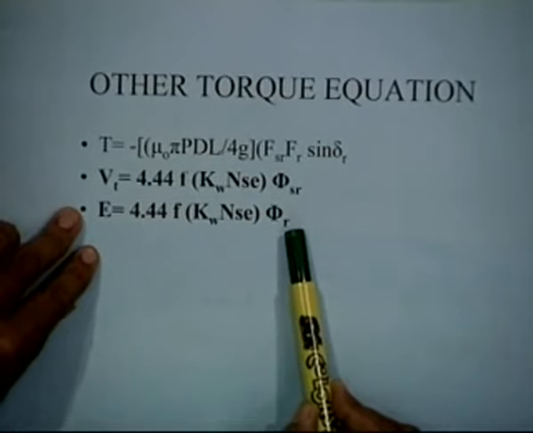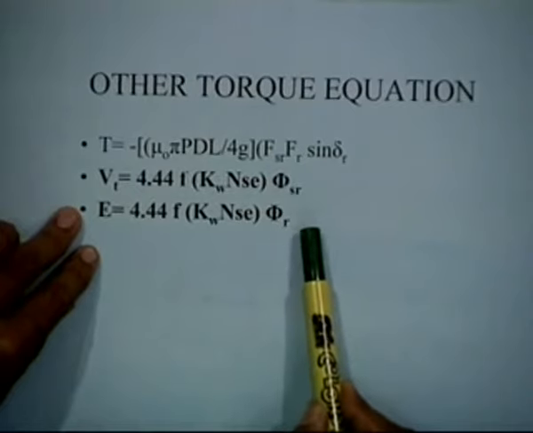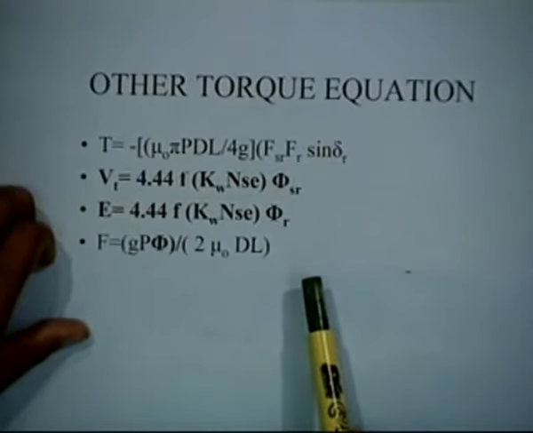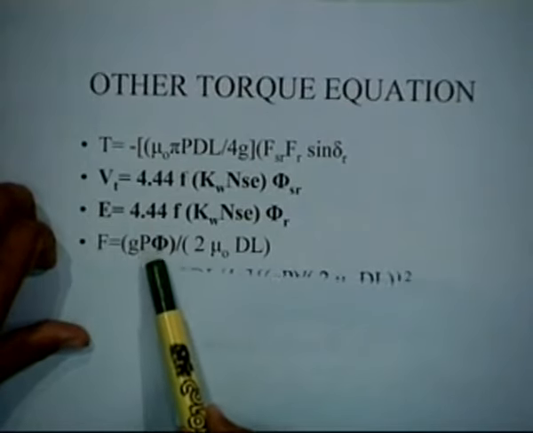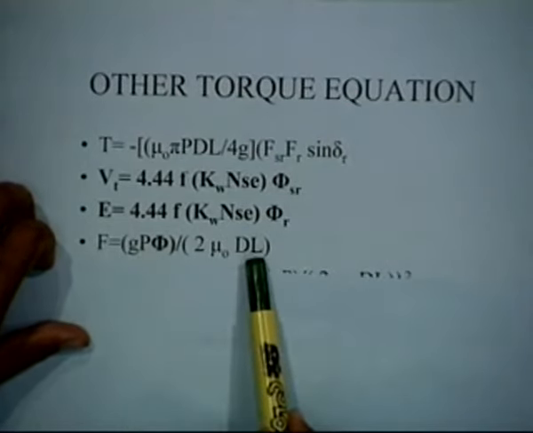What is phi R? Phi R is the flux produced only by the rotor alone when the rotor is excited. And we already have a relation between F and phi: Gp by phi into 2 mu naught dl.